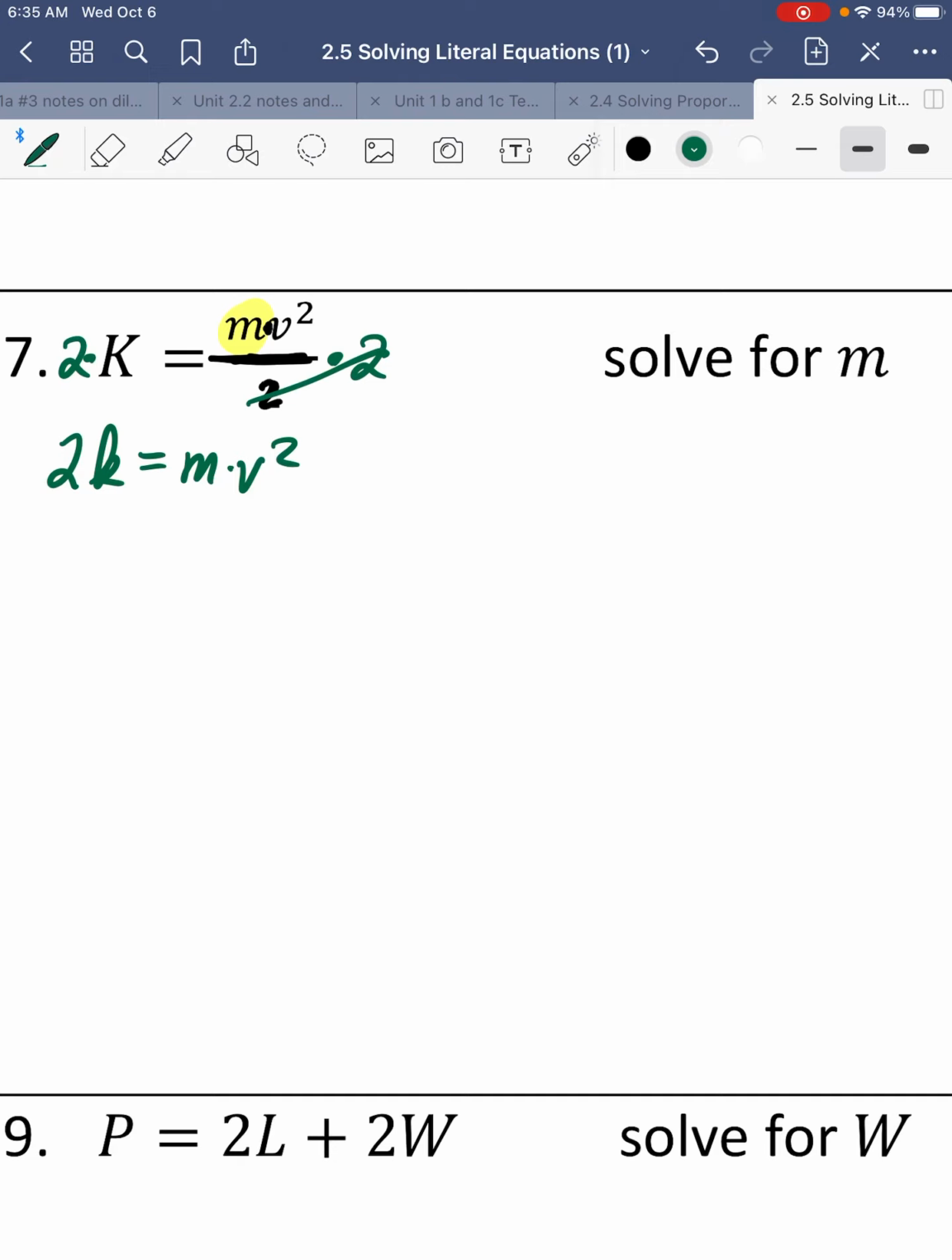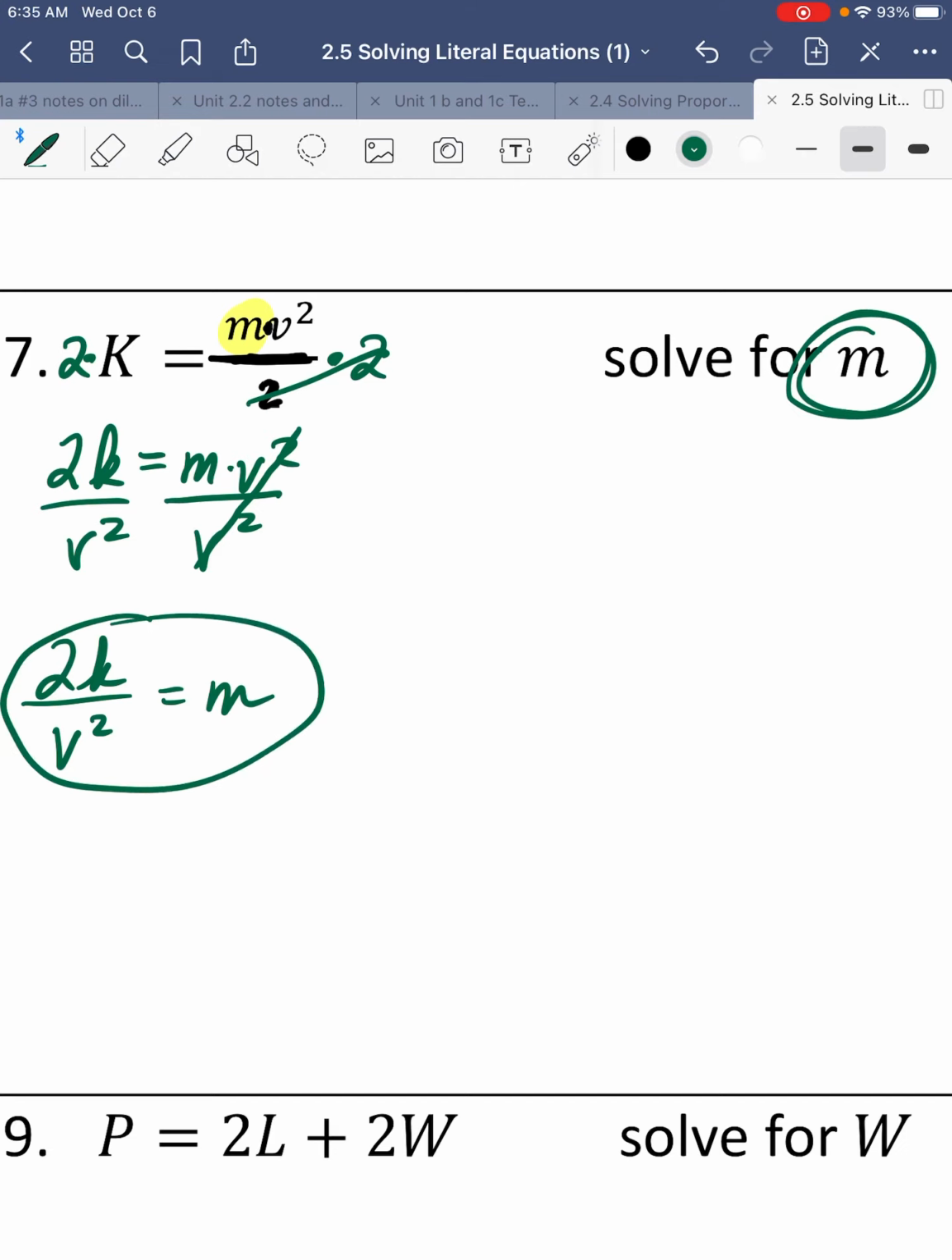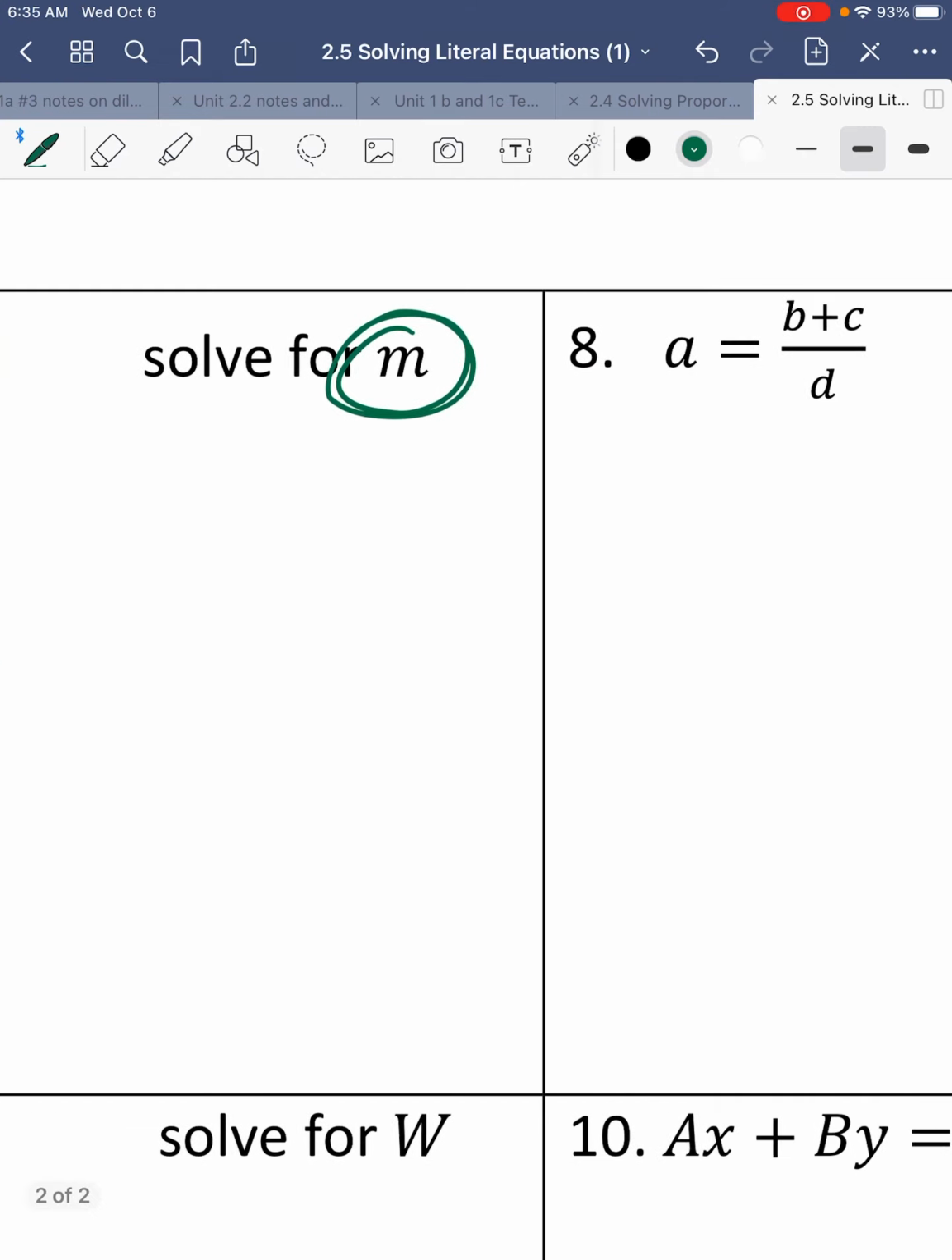At this point, we have multiplication. Let's do division. We're dividing by V squared. That's just one term, one variable with the exponent, so the exponent comes along. So 2K divided by V squared equals M. And that's what we got. We solved for M. M equals. Perfect.